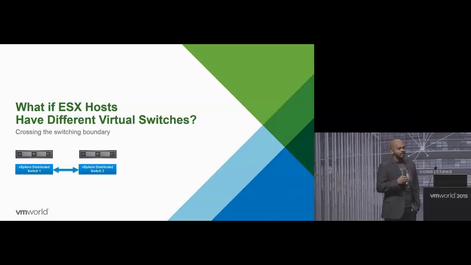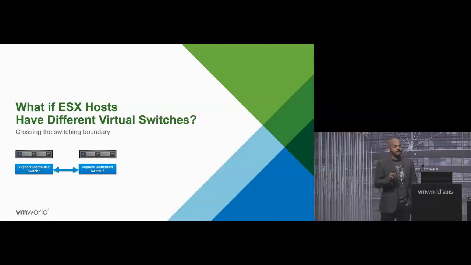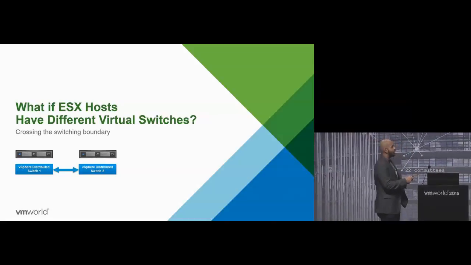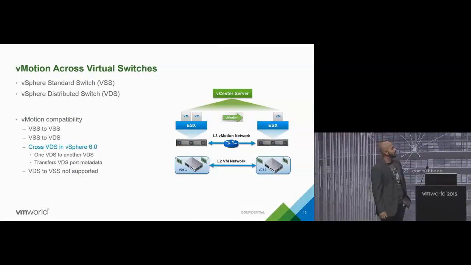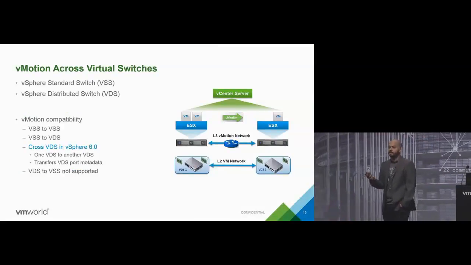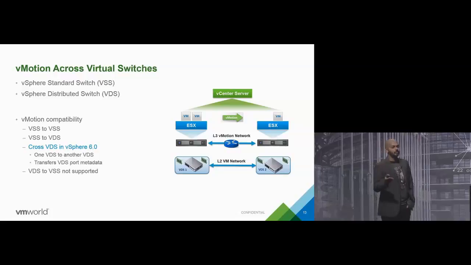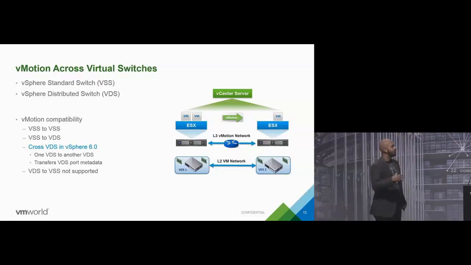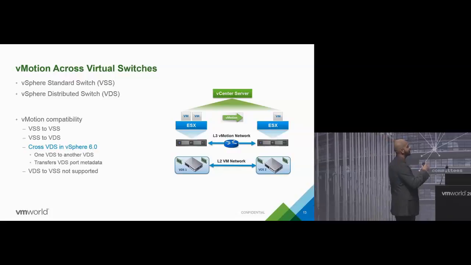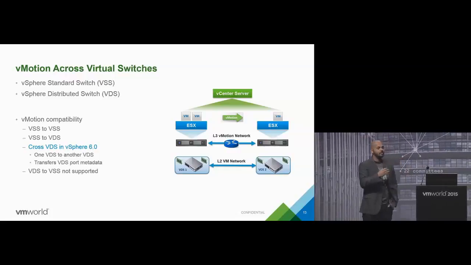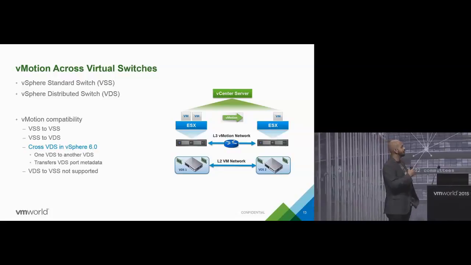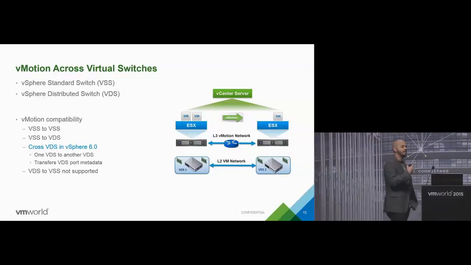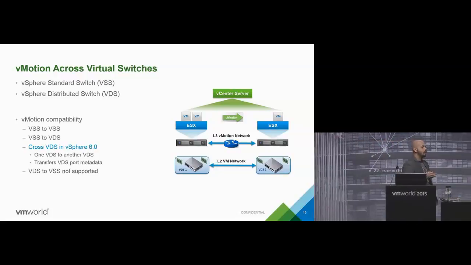Yeah. So what if you have ESX hosts which are across different subnets? We talked about vMotion across switches. You're all aware that there are two kinds of switches: the vSphere standard switch and the distributed switch. Now, with vMotion 6, we do support migration from VSS to VSS, from VDS to VDS, but also from VSS to VDS. So these are the three different things that we do support now.